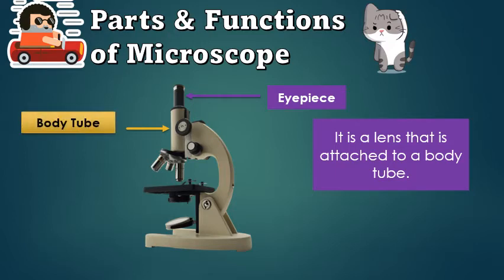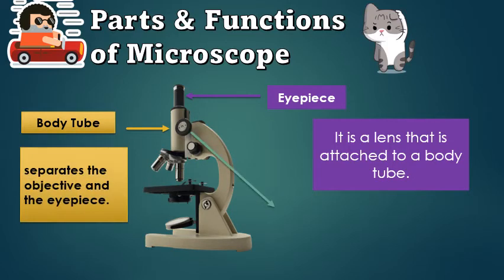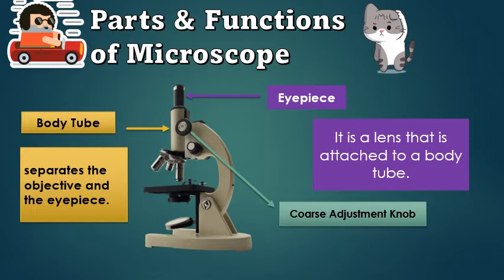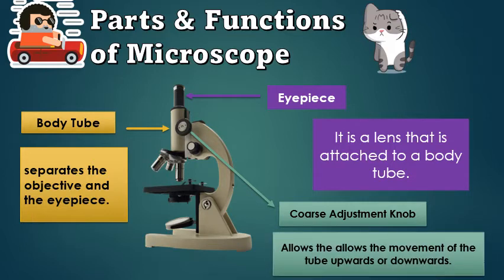Next, we have the body tube. It is a tube that separates the objective and the eyepiece and assumes the movement or the alignment of our optics. Third, we have the coarse adjustment knob. It allows the movement of the tube or the body tube either going upward or downward. It depends on how you will observe our specimen.